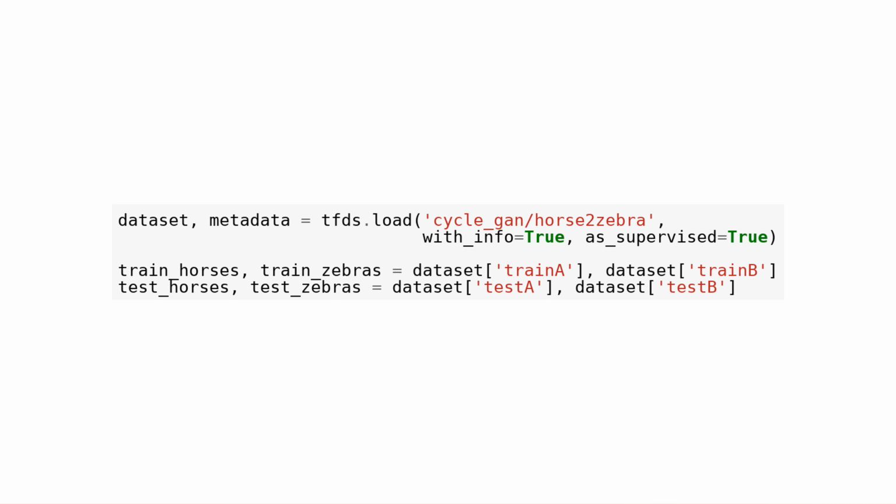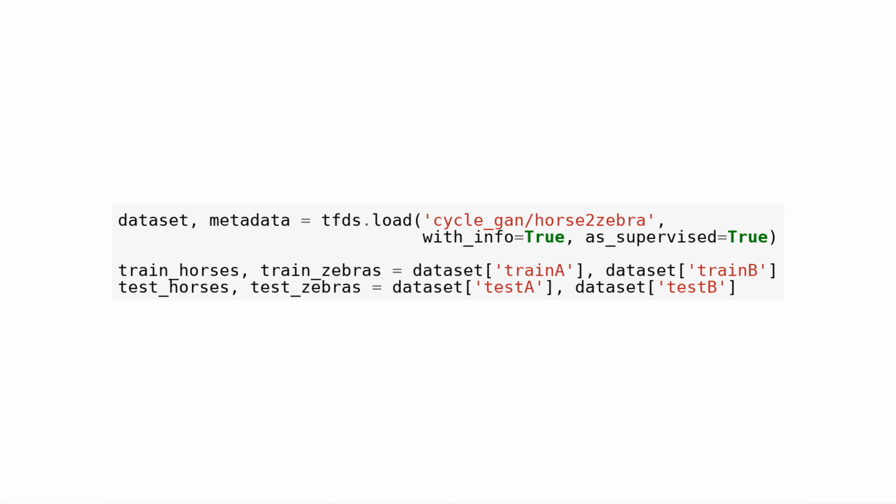In this section, we start by loading the dataset using TensorFlow datasets. Specifically, we load the cycle_gan/horse2zebra dataset, which contains images of horses and zebras. By setting the parameter with_info equals True, we also retrieve some metadata about the dataset, and with as_supervised equals True, the data is loaded in a simple supervised format, pairing input images with their labels. Once loaded, the dataset is a dictionary containing separate splits for training and testing, each further divided into two parts, one for horses and one for zebras.